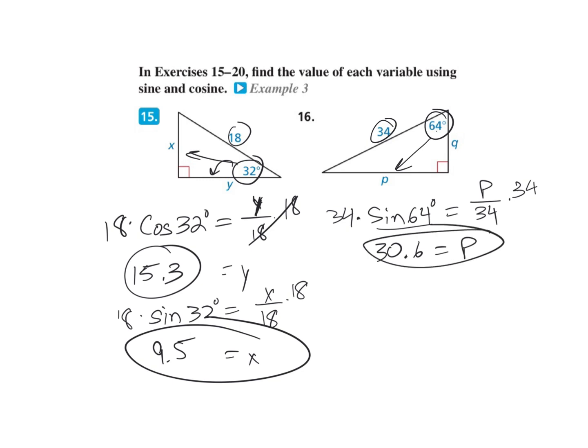All right. And now q. To 64, q is the adjacent leg, so that would be the cosine of 64 is the adjacent leg, q, all over the hypotenuse 34. And again, multiply by 34. So now take the cosine of 64 first, cosine of 64 times 34, and we get 14.9 is equal to q.